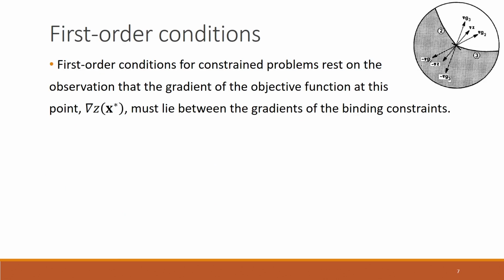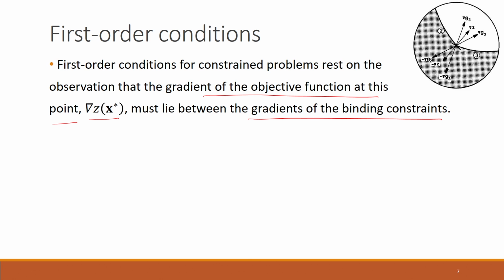So the first order conditions for constrained problems, when we have multiple dimensions, rest on the observation that the gradient of the objective function at the optimal point, which is given by grad z(x*), must lie between the gradients of the binding constraints.